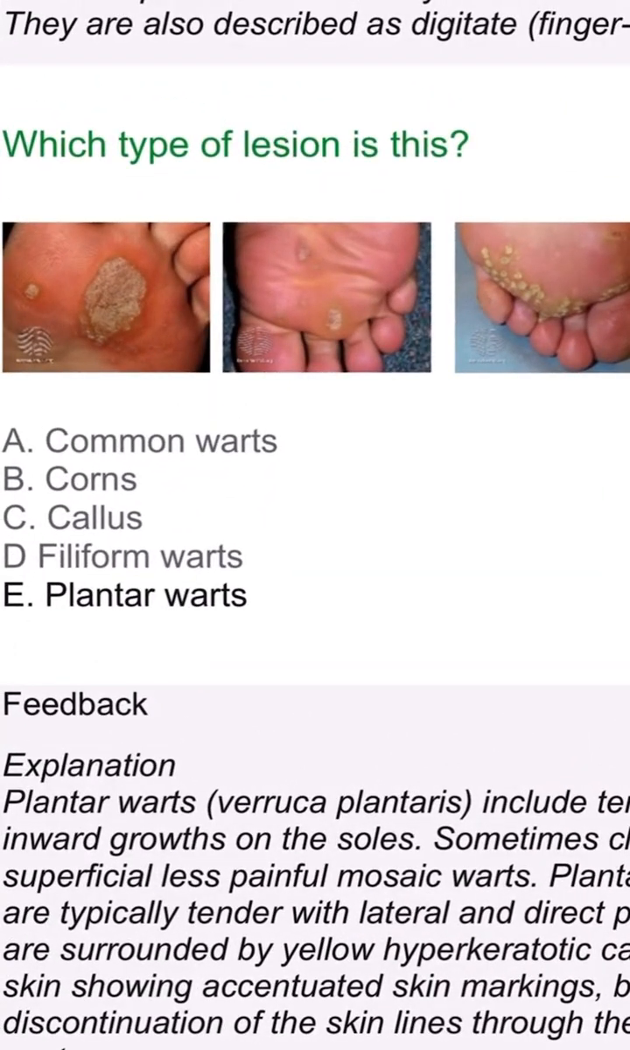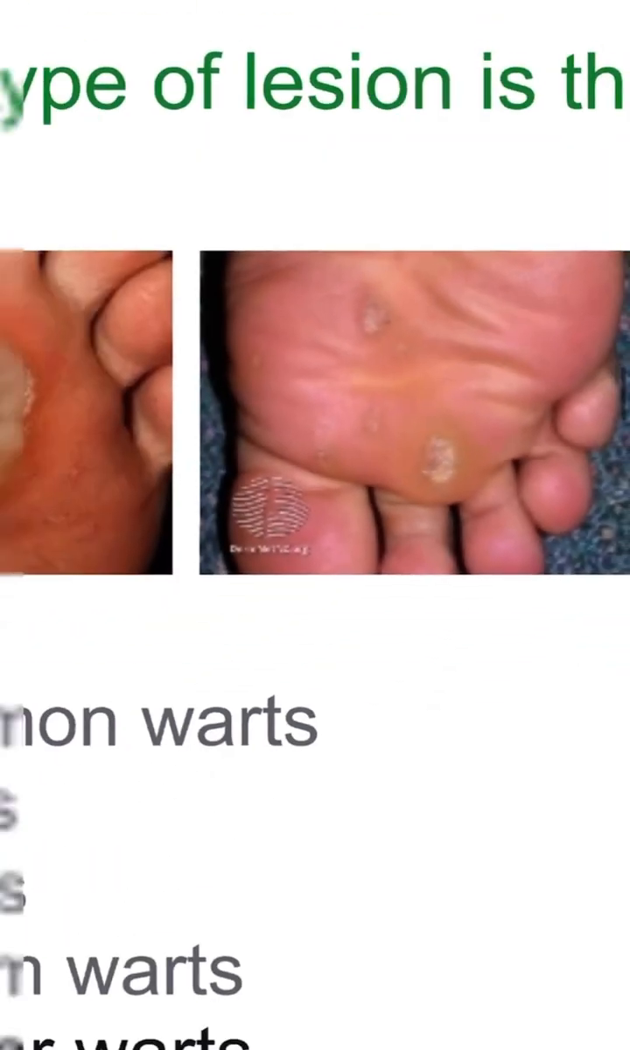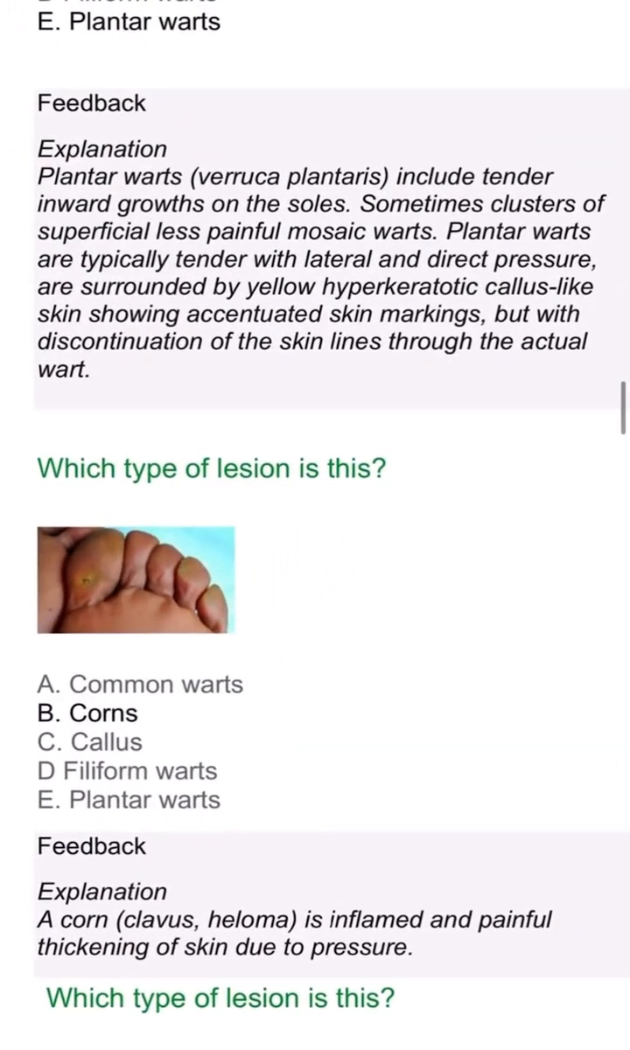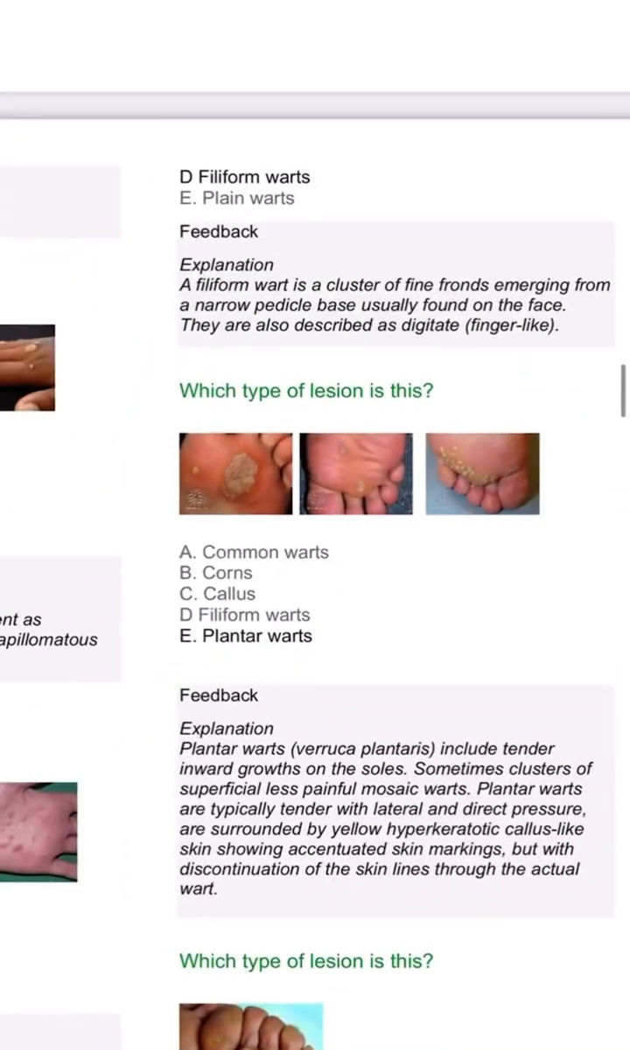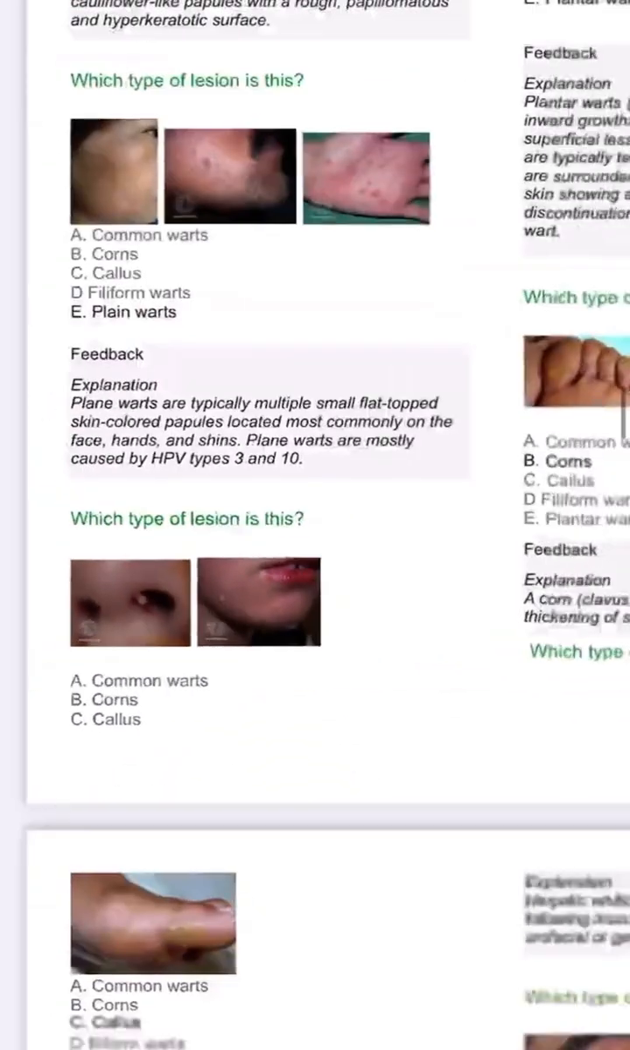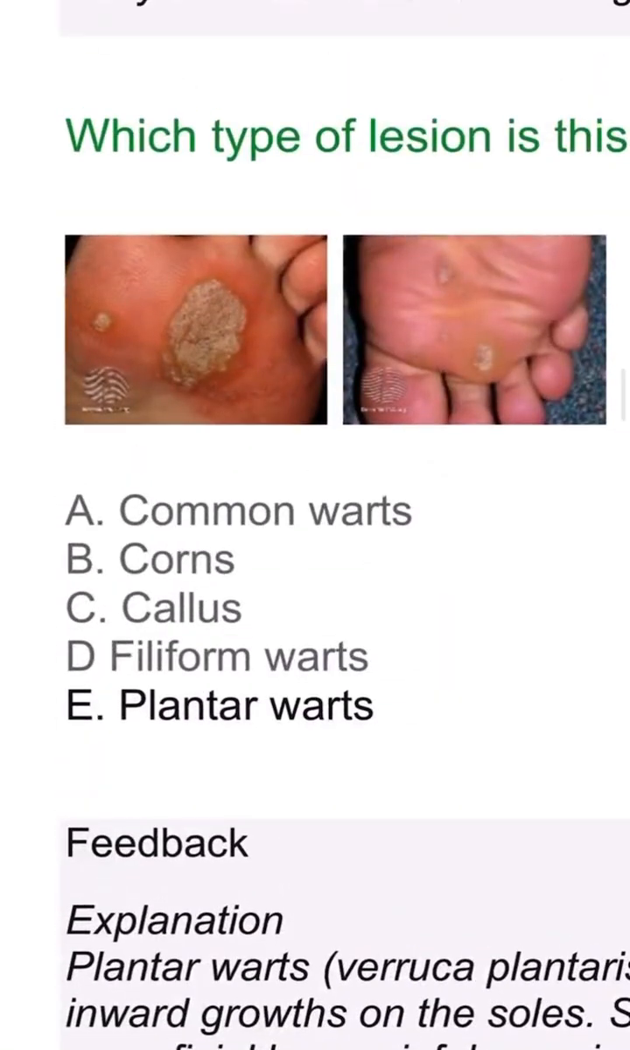So which type of lesion is this? These are plantar warts. See here, these are plantar warts. Okay, so plantar warts, verruca plantaris, include tender inward growth on the soles, sometimes clusters of superficial, less painful mosaic warts. Plantar warts are typically tender with lateral and direct pressure, are surrounded by yellow hyperkeratotic callus-like skin, with interruption of the skin markings, with discontinuation of the skin lines through the actual wart. Okay, so these are plantar warts. These are common warts. These are plain warts. These are filiform warts, and these are plantar warts.